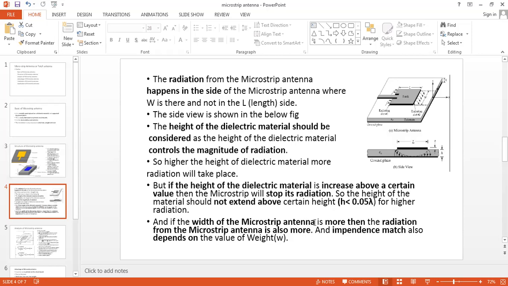If the width of the microstrip antenna is more, then the microstrip antenna will radiate more. The radiation also will be more. If this width is more, then more radiation will be coming from the side. But there is no effect from the length. Only along the width, the radiation will come.